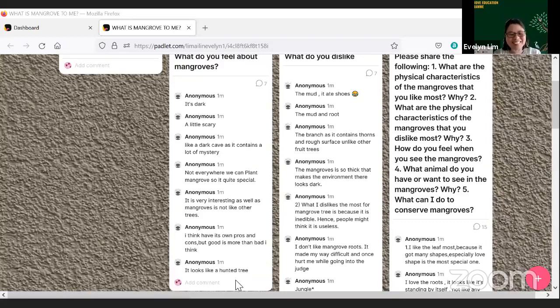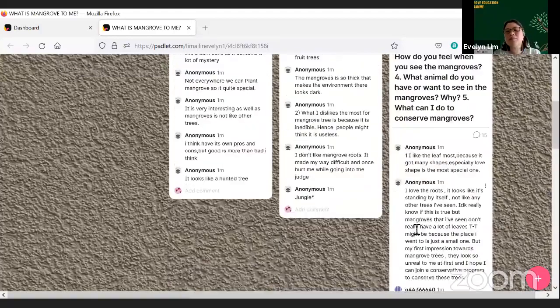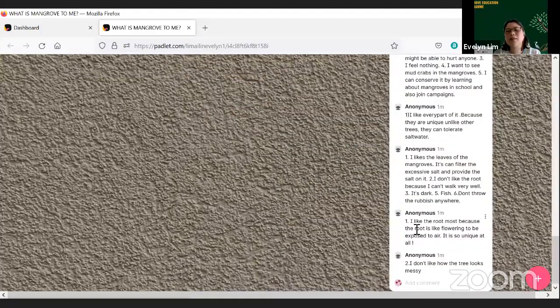It looks like a haunted tree. Okay? All right. One of your friends say, I think have its own pros and cons, but good is more than bad, I think. All right, let's check it out later, yeah? Okay. Right. Anybody else would like to write? Don't worry, keep on writing.